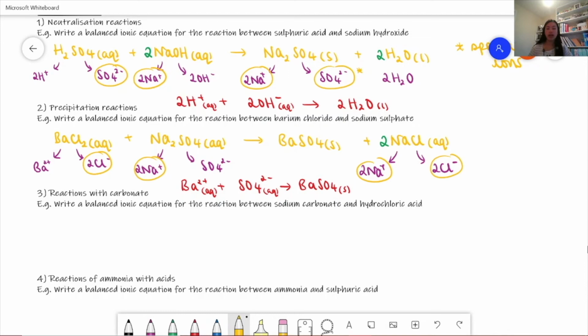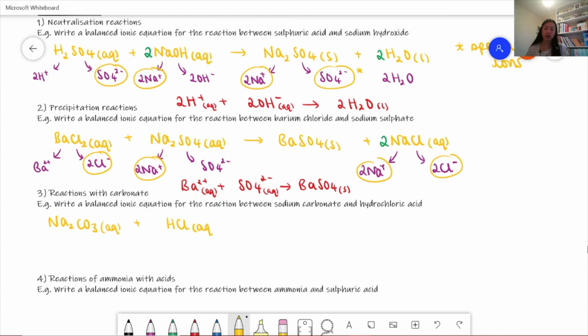So we're going to look at sodium carbonate and hydrochloric acid. So when we add a carbonate with an acid, we form carbon dioxide, a salt, and also water. So sodium carbonate has the formula Na2CO3 because the carbonate ion has a 2- charge. And then we add, so this will be aqueous. And then we add some hydrochloric acid, which is HCl.